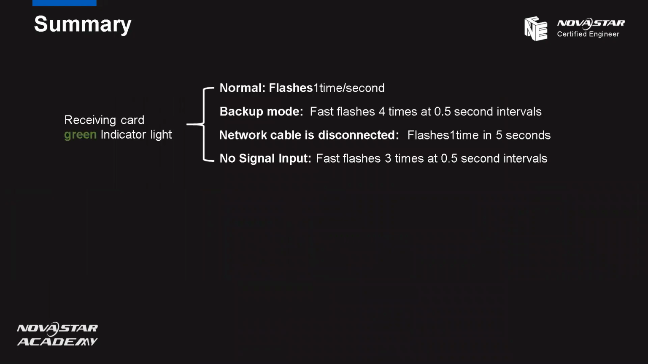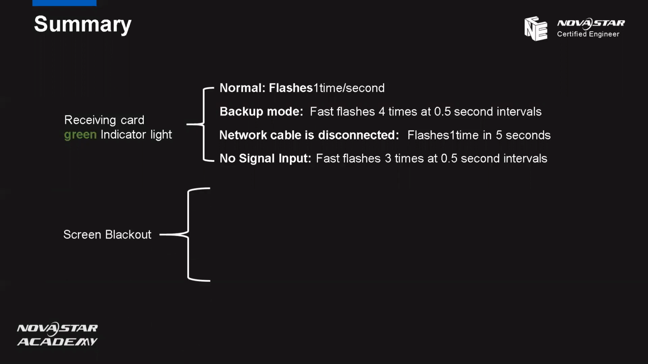Here, we do a summary for the first part of today's training. We went through the receiving card green indicator status; different blink frequencies have different meanings. Normal display flashes once per second, and backup mode is a quick flash 4 times per half second. When the network cable is not connected, it is a slow flash, blinking once per 5 seconds. And if there is no signal input, it is a quick flash 3 times per half second.